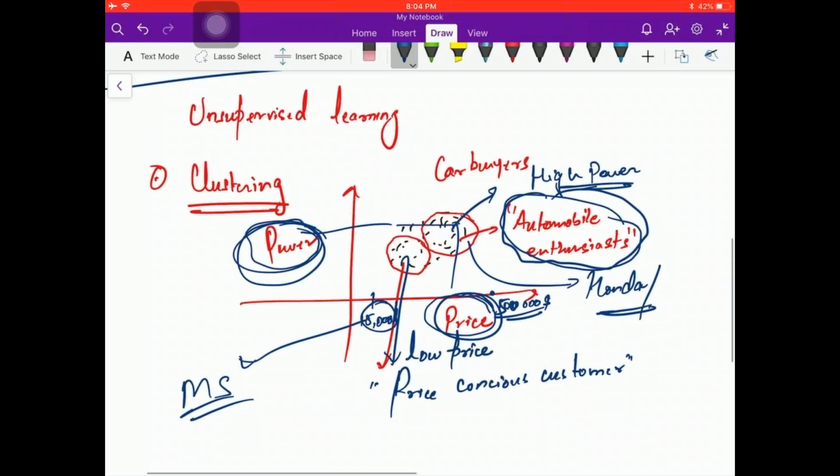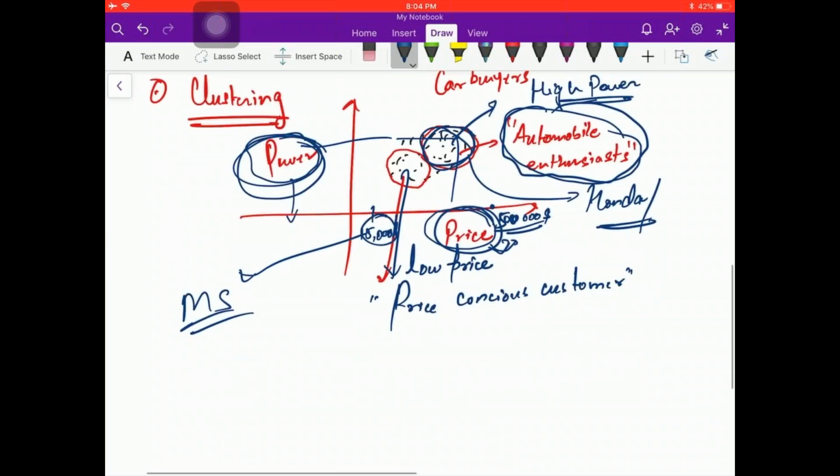For example, in 1,000 dimensions, this is a group. Let's say there are many dimensions. You cannot ask that guy about 1,000 dimensions, right? So you ask the guy about his price, his power, features, and performance, and you can approximately tell that this guy belongs to this group, and hence you can market some particular brand that you think the customer will buy.